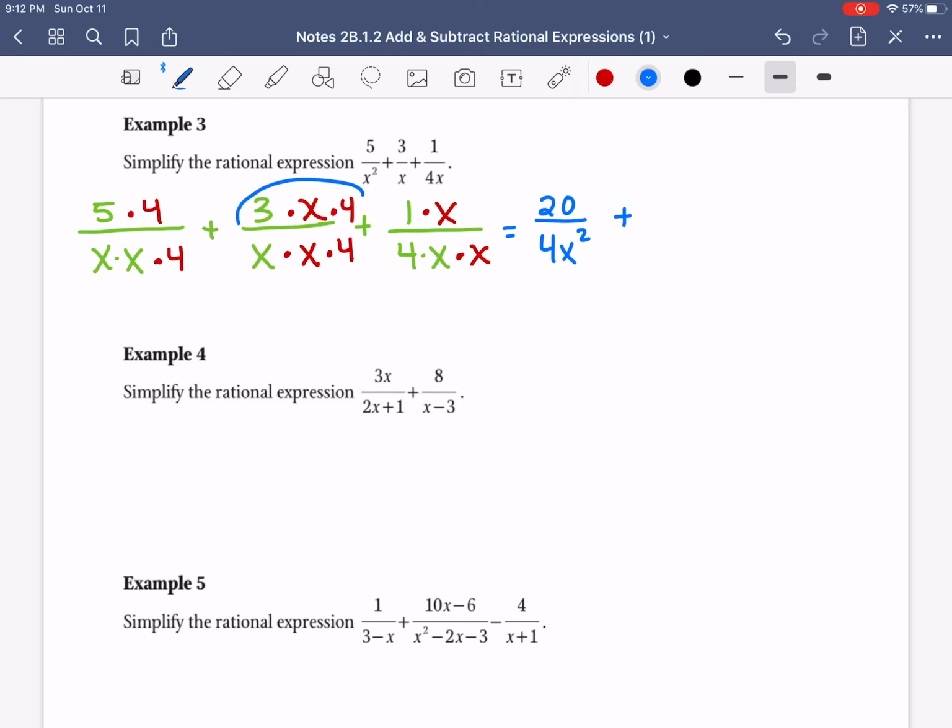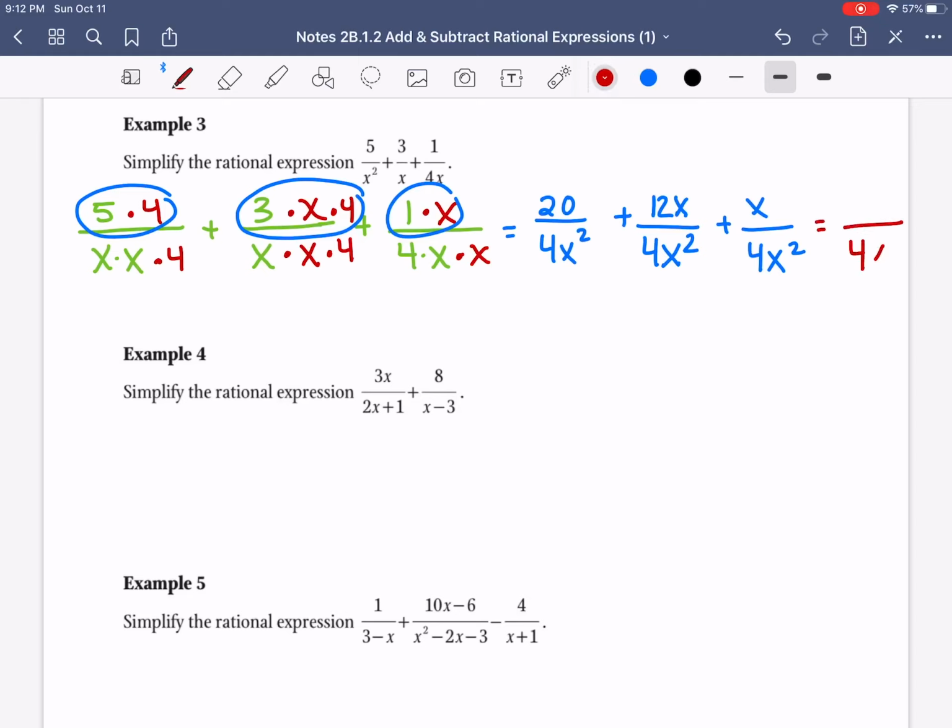Plus 3 times x times 4, so I multiply 5 times 4. 3 times x times 4 is 12x over 4x squared. And my last one is just 1 times x, so it's just x over 4x squared. So they all have the same denominator now, or else we would have multiplied by something wrong. So I keep that 4x squared denominator, and then in the numerators, I just combine any like terms.